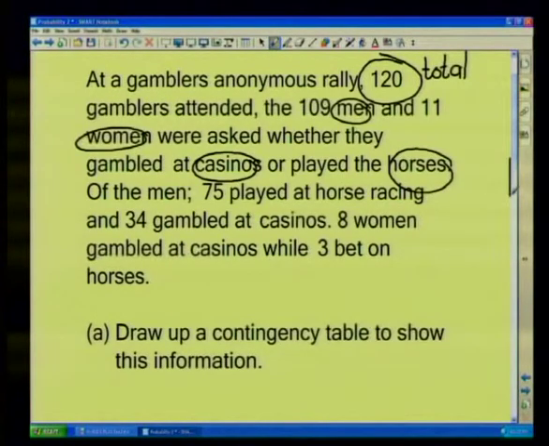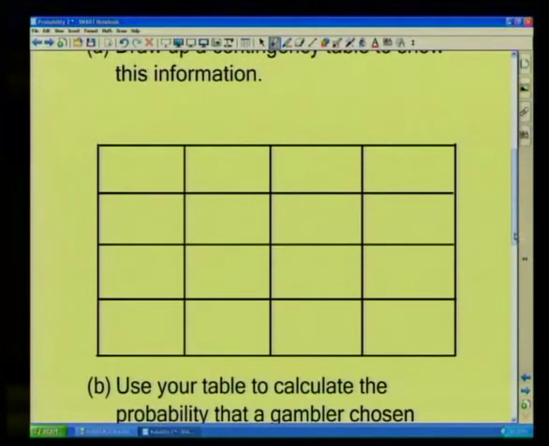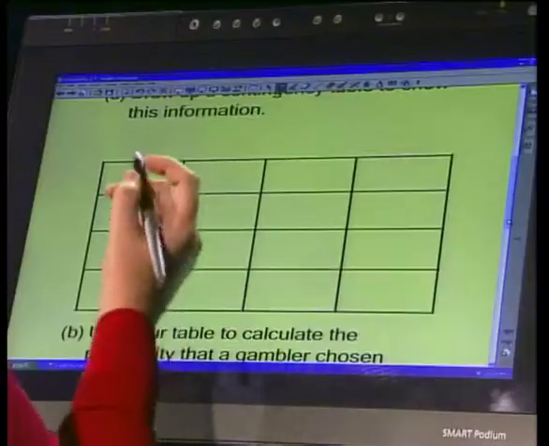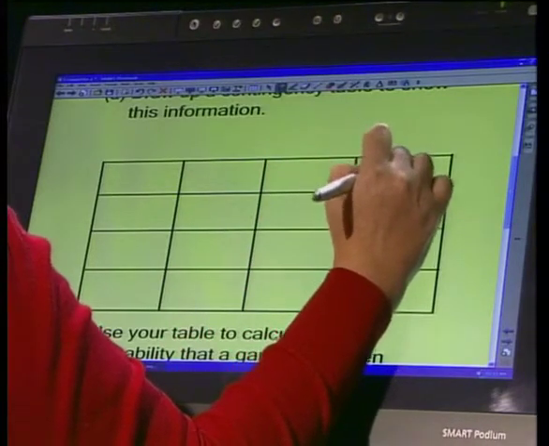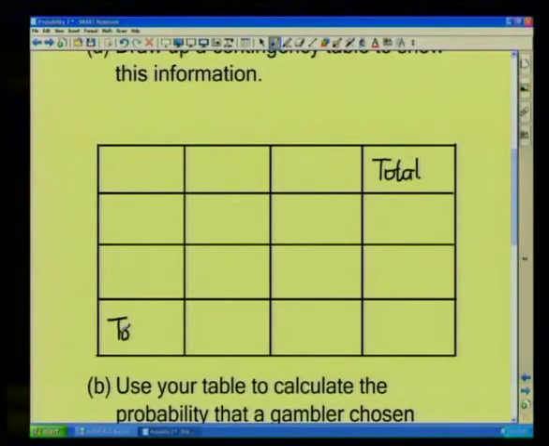When we come to fill in our information on our contingency table, we need to decide how we are going to design all this information into our table. So we need to have totals. So I'm going to have a total here and a total there. And my two different variables. It was either going to be men and women, and horses and casinos.